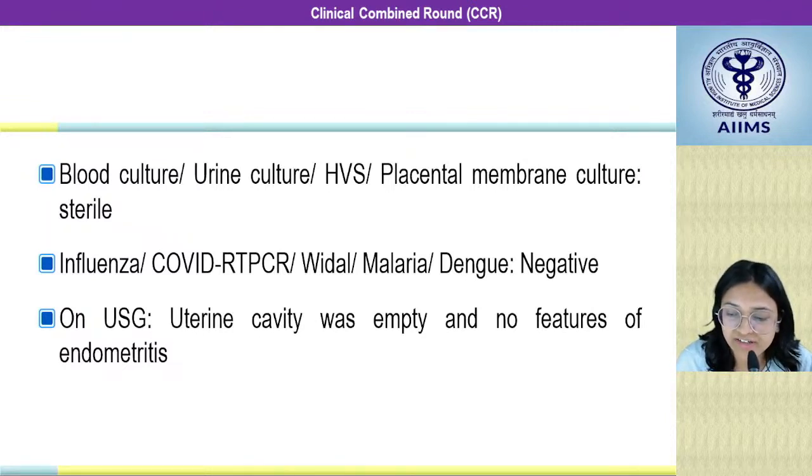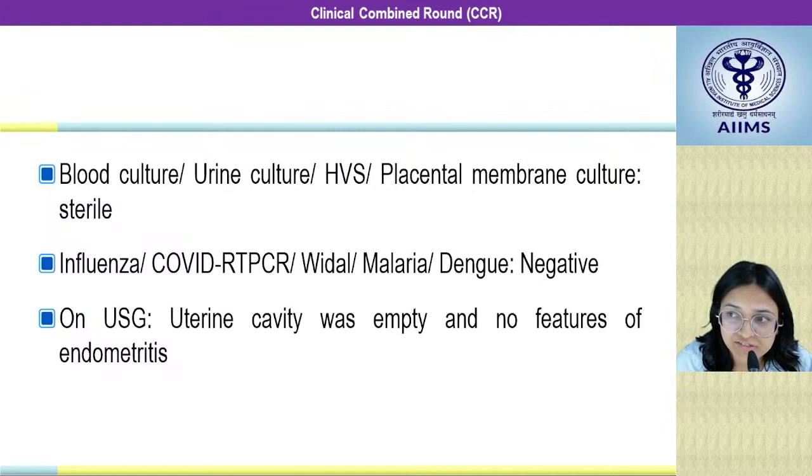So we did her blood culture, urine culture, high vaginal swab, and placental membrane culture, but they came out sterile. And we thought of ruling out some viral infection as well. So we did influenza and COVID RT-PCR, which were negative, and malaria and dengue also came out negative.